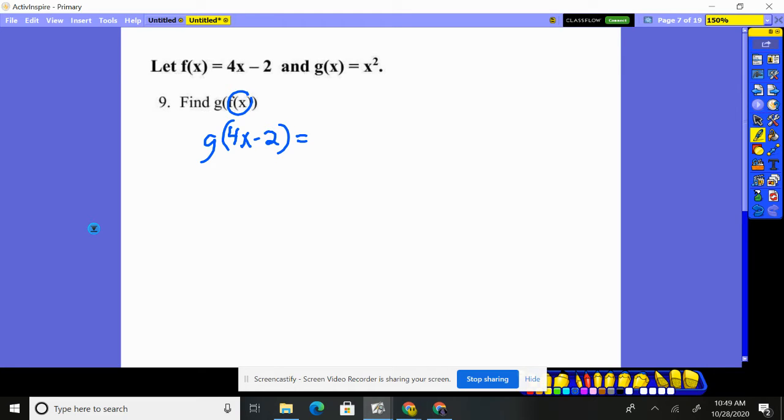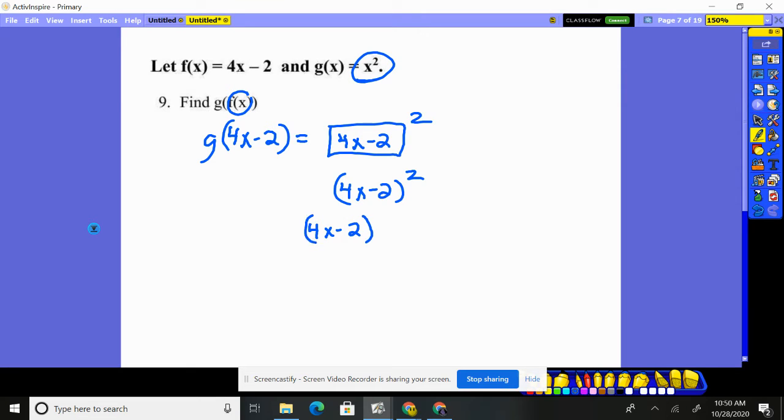The g function says take whatever you give me and square it. That's what it says right here. It says take whatever they give you and square it. What did they give us? They gave us 4x minus 2. So we have to take 4x minus 2 and square it. Remember, when you're squaring, you're multiplying it by itself again.